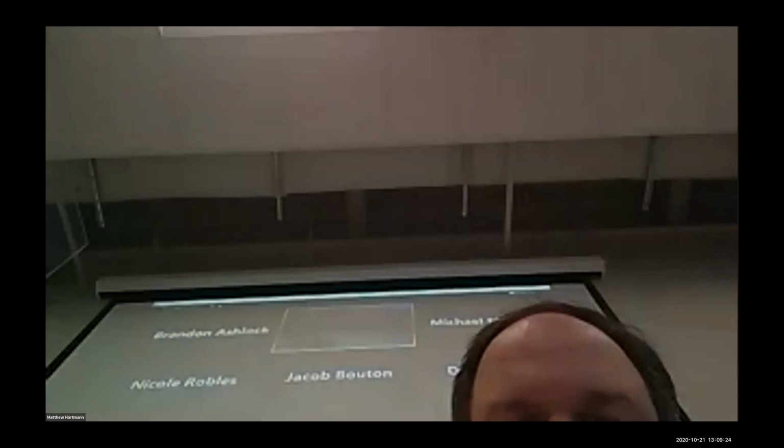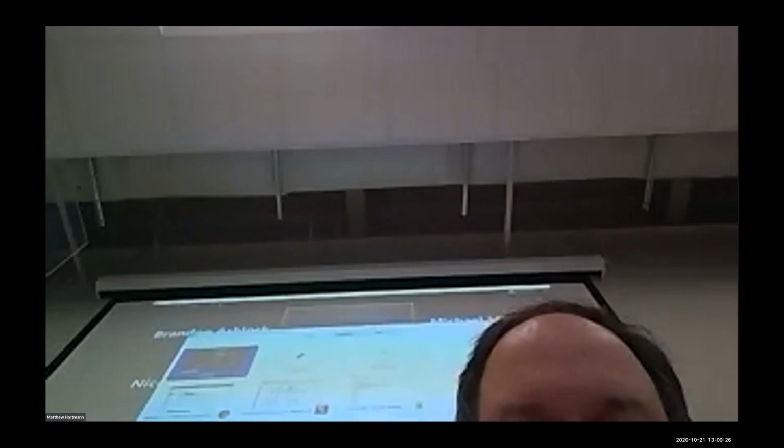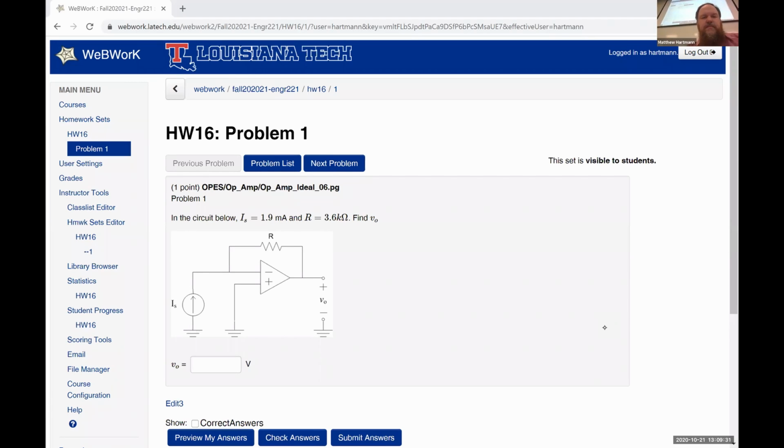So let me share the screen for the web work stuff. For this problem, I can't write on the screen, but we could pretty much look at this thing and determine what the output voltage is. So what I mean by that, what's the voltage present at the non-inverting input terminal? 0 volts, okay. Where is all of that current IS going to flow? Through the resistor. So what's IS times R?